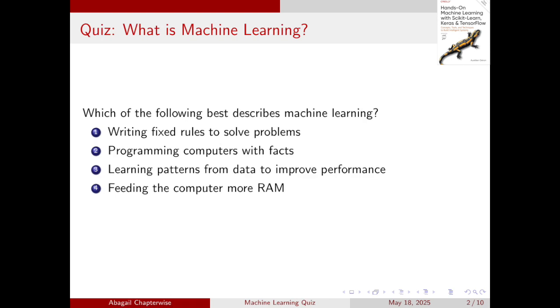Let's take a moment to check your understanding before we move on. Here's your first quiz question. Which of the following best describes what machine learning really is? 1. Writing fixed rules to solve problems. 2. Programming computers with facts. 3. Learning patterns from data to improve performance. 4. Feeding the computer more RAM. Take a second to pause the video and type your answer in the comments. Don't overthink it. Just your best guess.